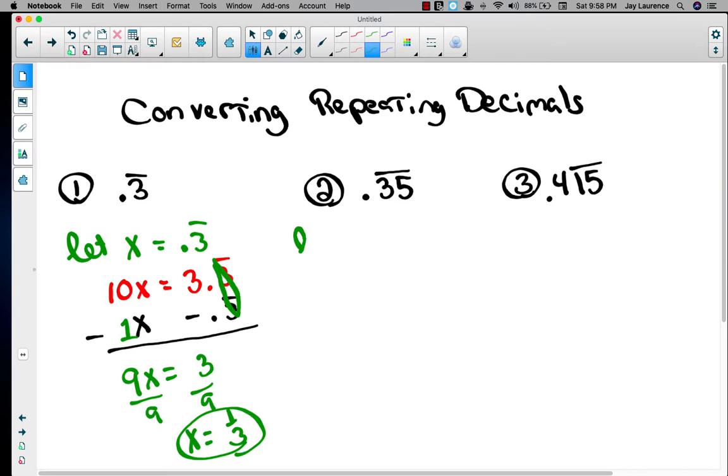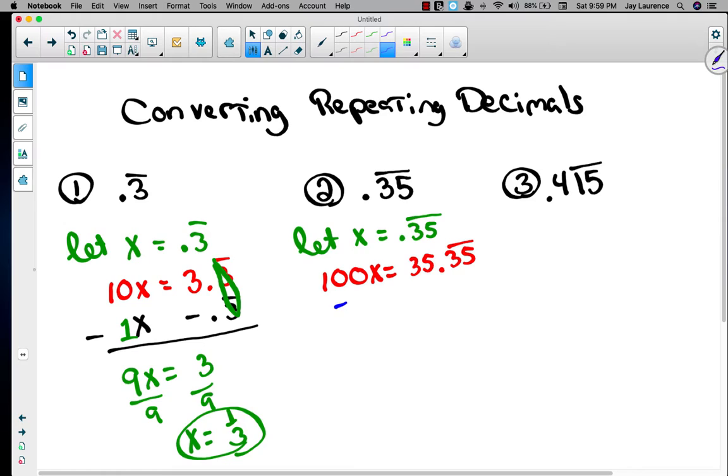Okay, number 2. Again, I'm going to let x equal 35/100ths repeating. Right? I'm going to multiply both sides this time by 100, by 10 to the second power. Yeah, because there's 2 digits. You get 35 and 35/100ths, 35 hundredths repeating. And now I do that little subtraction trick.